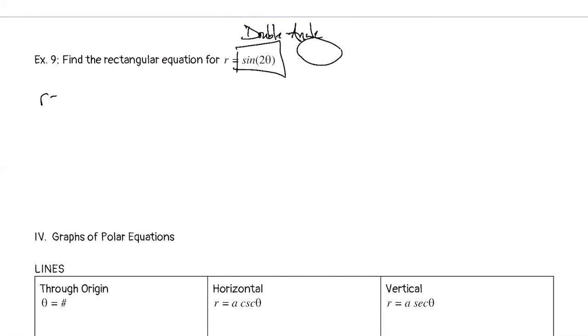We get r equals, and what is the double angle identity for sine 2 theta? 2 times sine times cosine. Good. 2 sine theta cosine theta. All right. So I've got r's and thetas, but they look a little different now. It's not 2 theta anymore, it's just a regular theta. So let's see what we can do to substitute. What are some ideas?